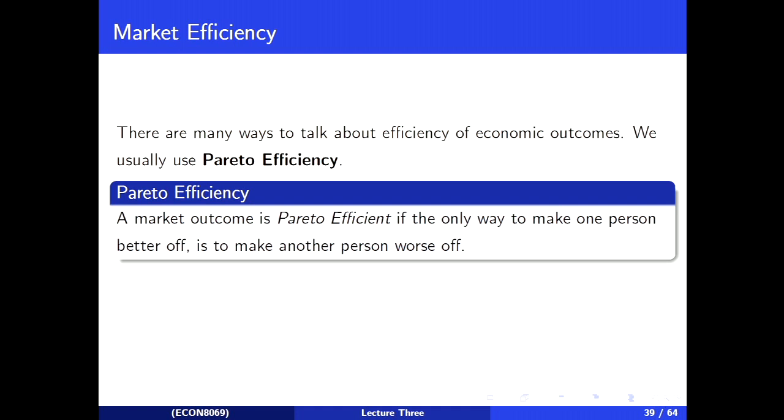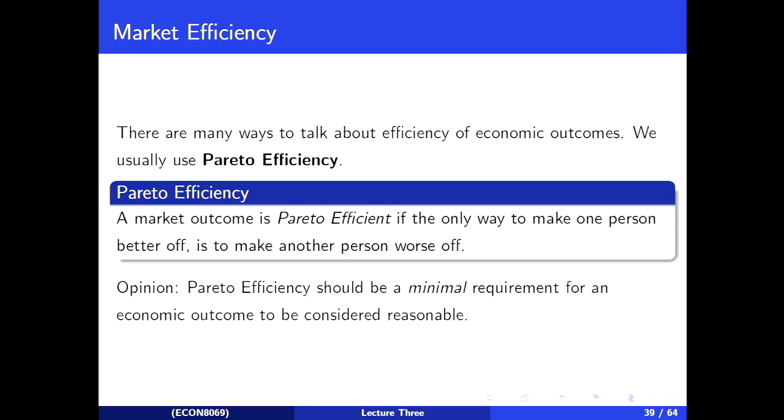Because there's lots of different types of efficiency. There's lots of ways we can talk about efficiency. But Pareto efficiency is one of them. So a market's Pareto efficient if the only way to make one person better off is to make someone else worse off. This is opinion, but it's my opinion, and it is a widely held opinion.